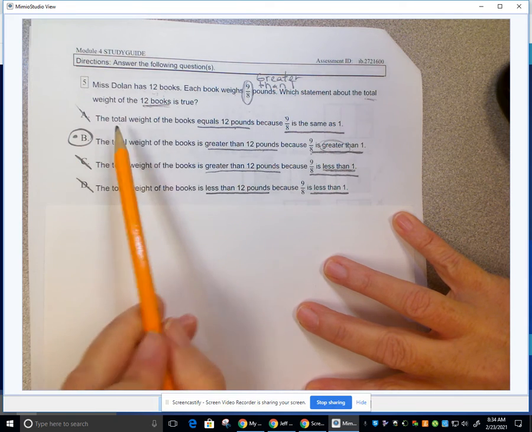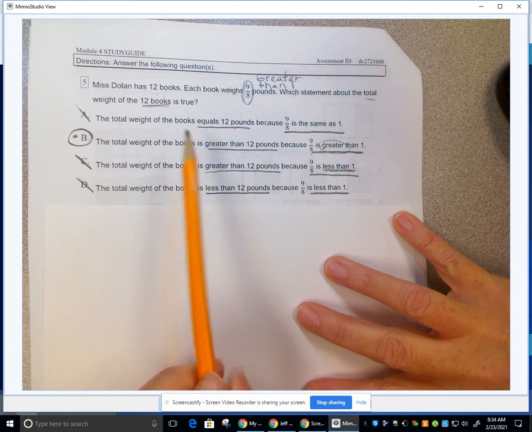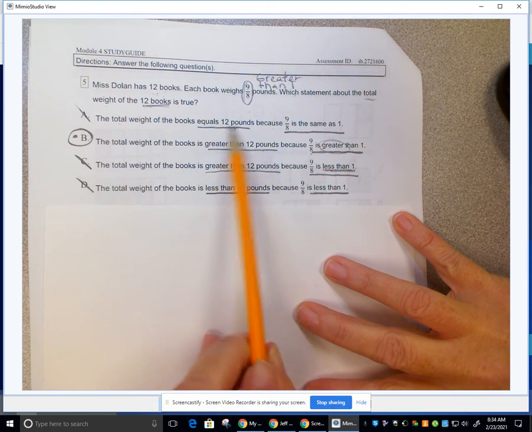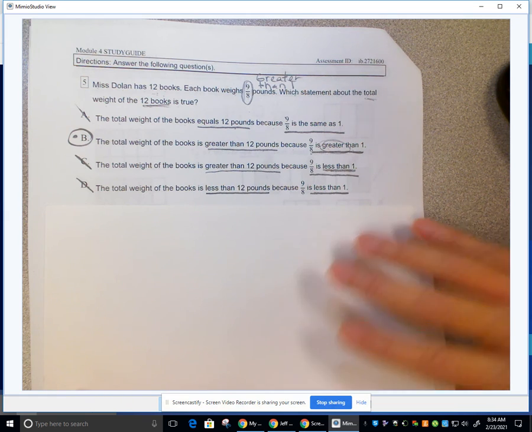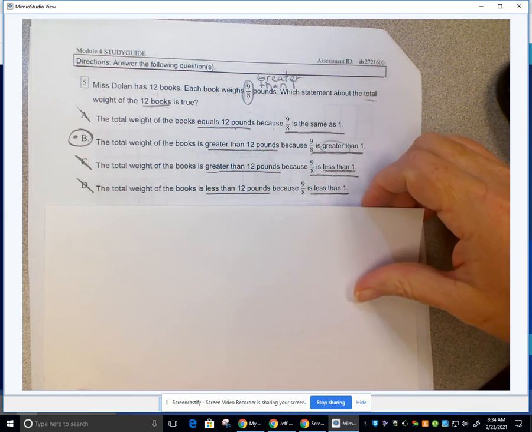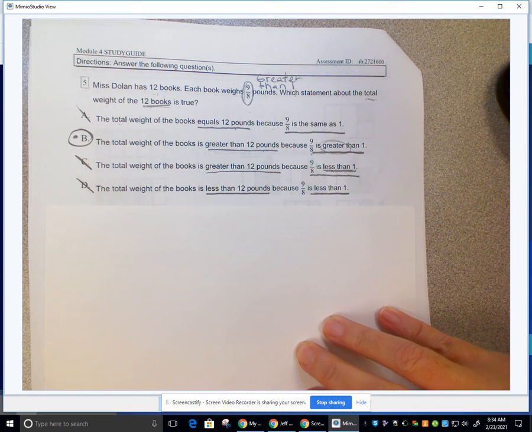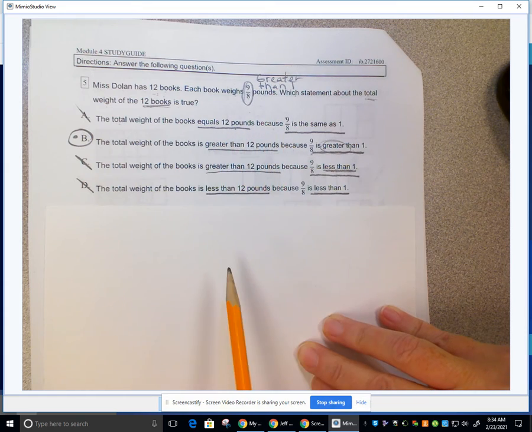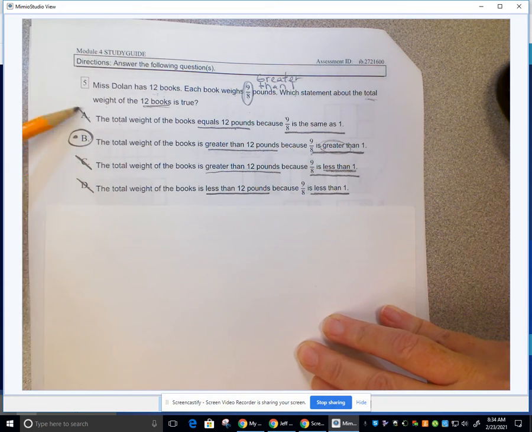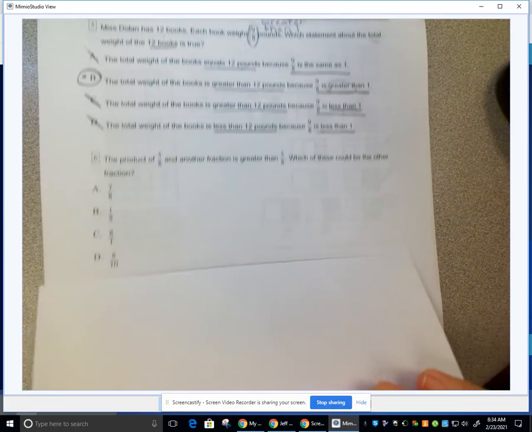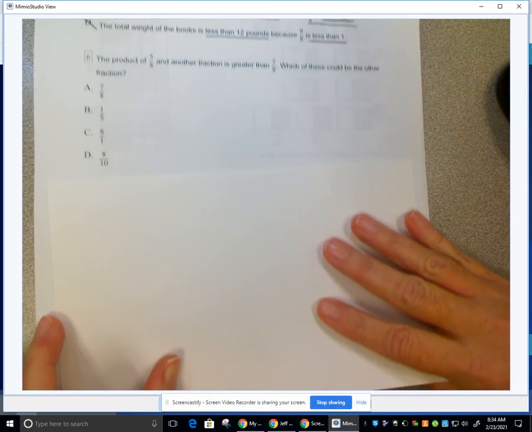B. Don't let all these words confuse you. Read them carefully. Underline key things like I did. That's how you show your work in math. It's not necessarily working a problem out. You show your work by writing your thought process down, ruling out answers that won't work. All right, let's look at number 6.